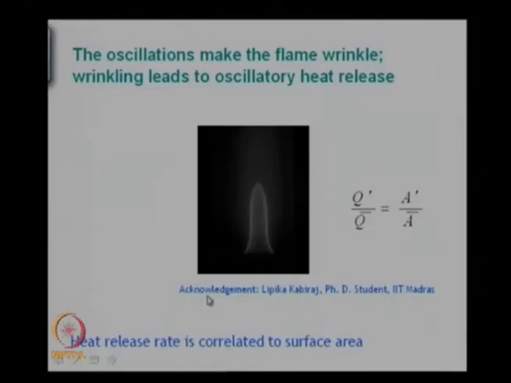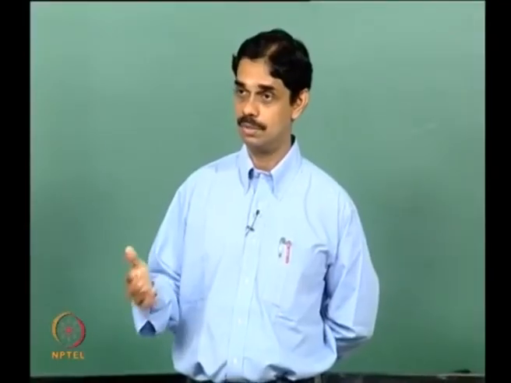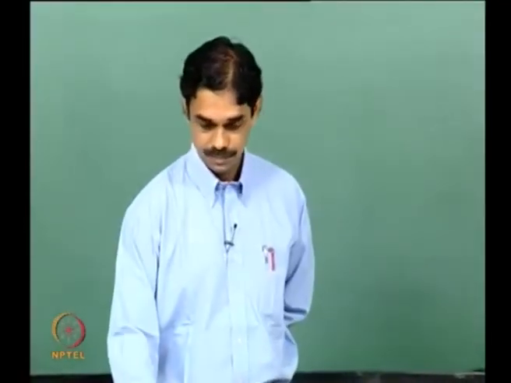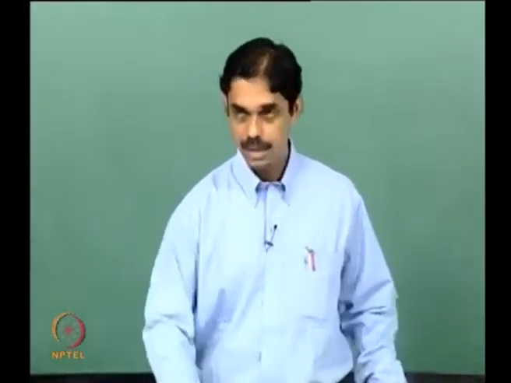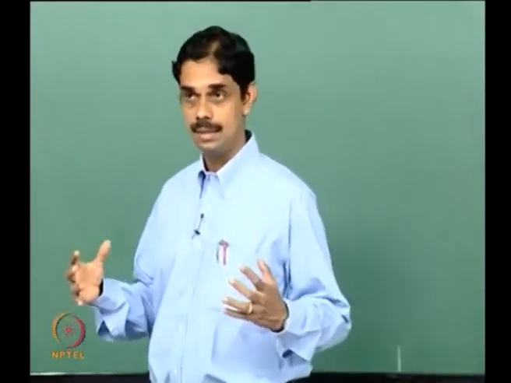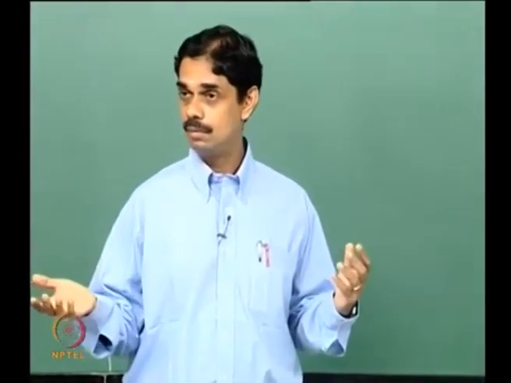So the oscillations make the flame wrinkle, wrinkling leads to oscillatory heat release, so Q prime correlates with area fluctuations, and so we need to solve for the area fluctuations of the flame. That is the crux of the matter. So given a heat release rate, we know how to deal with the acoustic field. That is what we did.